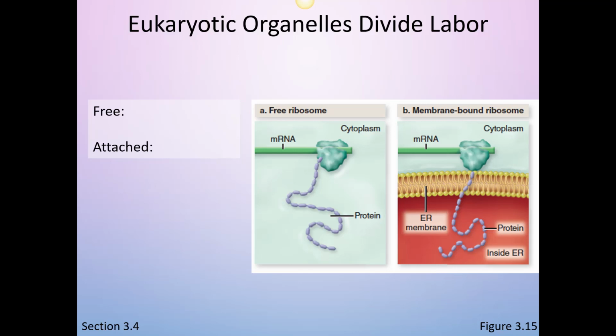So here's where I'm going to take a second to define what cytoplasm is versus cytosol. Cytoplasm is talking about everything that's inside of the membrane. So that includes organelles and the cytosol. While cytosol is talking about the liquid portion only. So a free ribosome is floating around in the cytosol. An attached ribosome is attached to rough endoplasmic reticulum.